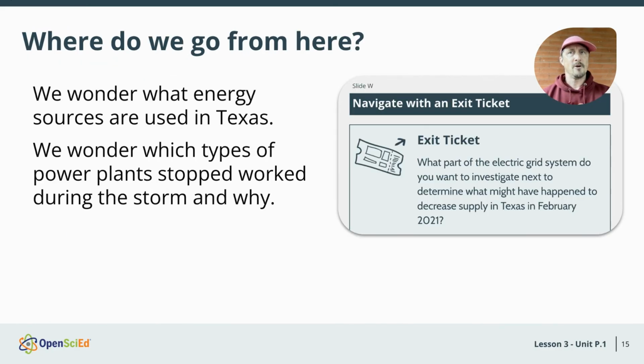Where do we go from here? At the end of lesson 3, we're wondering what sources are actually used in Texas because the power plants clearly knew this increase in demand was coming. It seems like some sources must have not been able to do their job, so we wonder which types of plants are to blame.